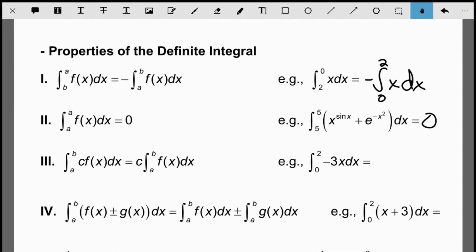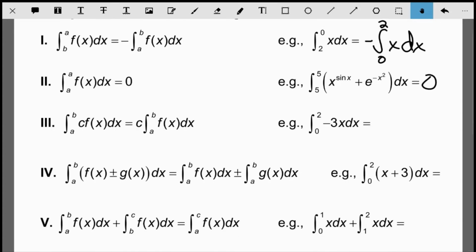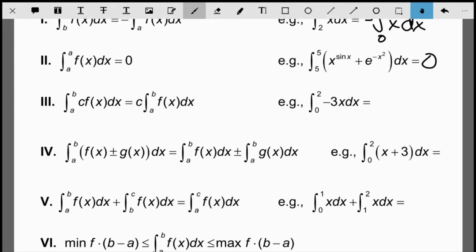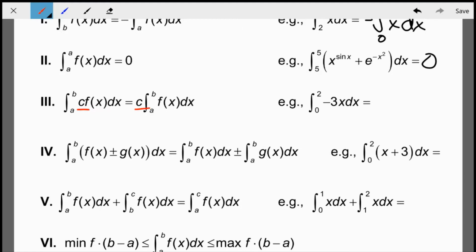Okay, so the next few properties are going to be very similar to ones that we've seen with derivatives and limits. The first one here, you can see we've got a constant multiplied to our function. We can factor the constant out of the integral.